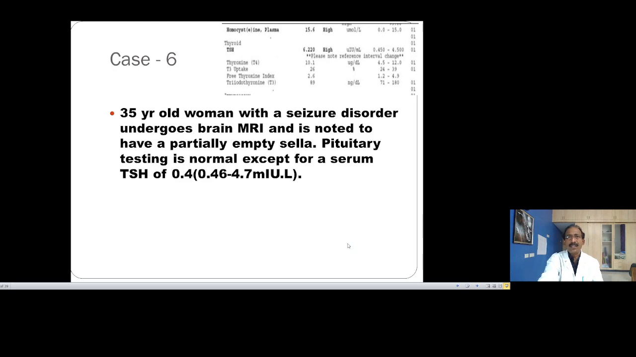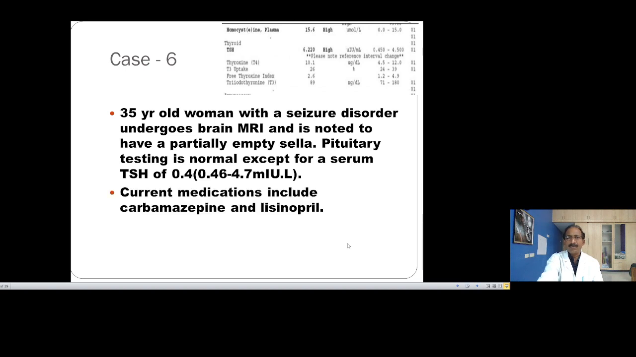So this is another case. Suddenly they come out, they're asymptomatic, they have some abnormal TFT, and are referred. There's a 35-year-old woman with a seizure disorder who undergoes brain MRI and it's noted to have a partial empty sella. The pituitary test is normal except for a serum TSH of 0.4. So you thought probably because of the hypopituitarism you have low TSH, but you see the other axes are normal, gonadal axis, cortisol axis, adrenal axis are normal.